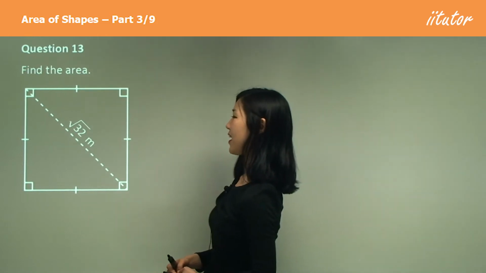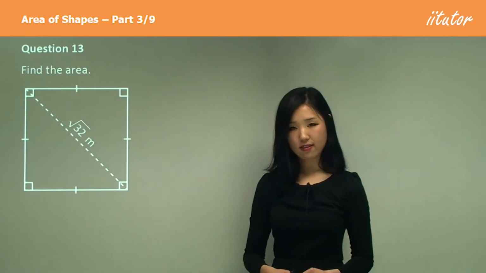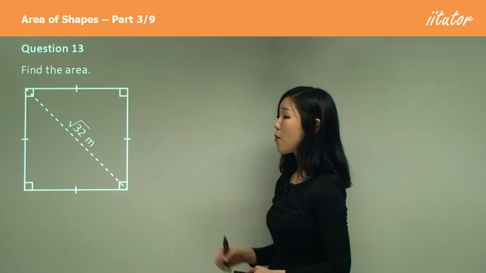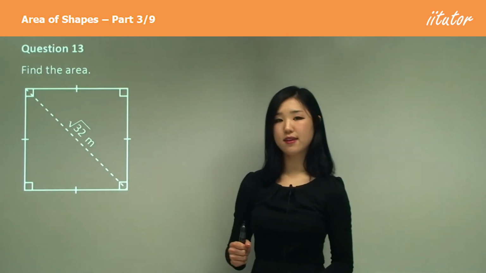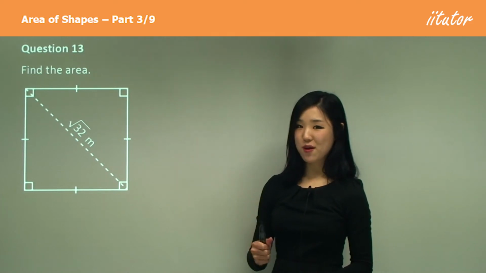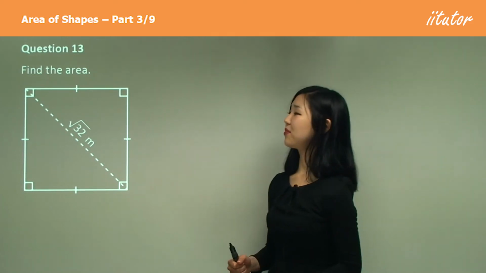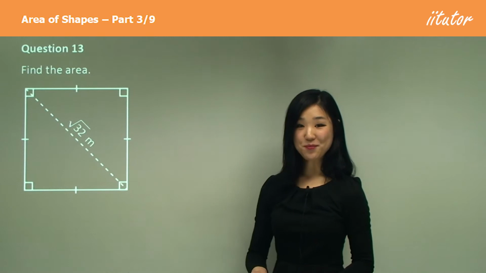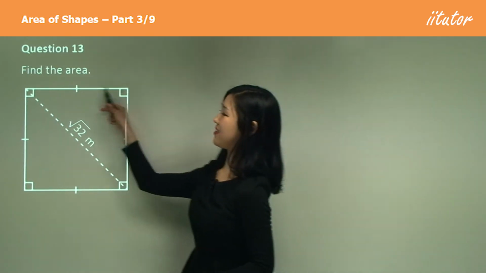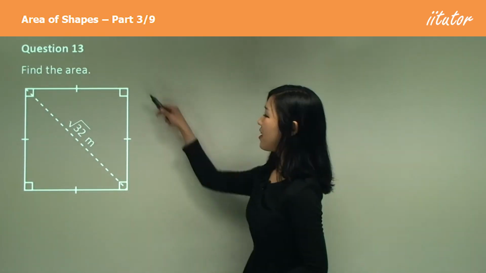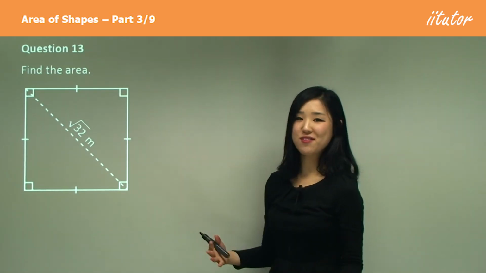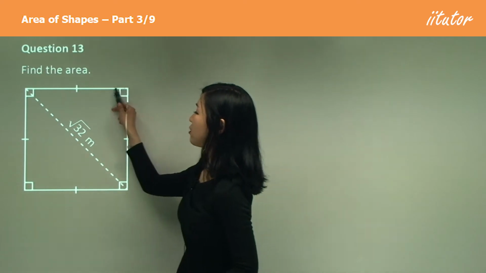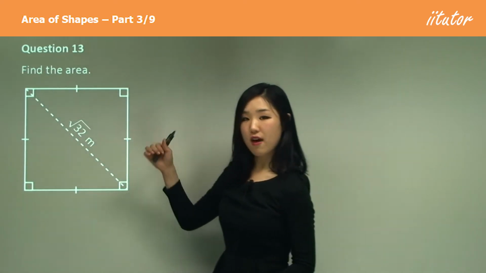13, find the area. Okay, this time we're not given any sides of the square. Instead, we're given a diagonal. They give us a diagonal which is root 32 meters. Hopefully everyone can tell me what to do here. Can we use Pythagoras theorem? Yes, we can, because you can see this is a right angle triangle. This side you can call it any pronumeral you like, s or x or whatever you like. This pronumeral is equal to this pronumeral because they're both sides of a square.